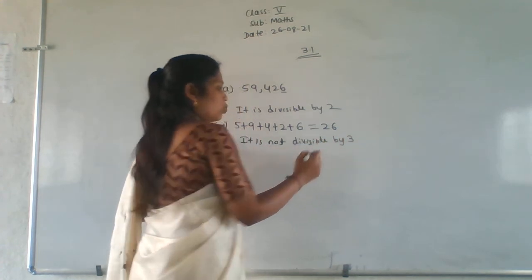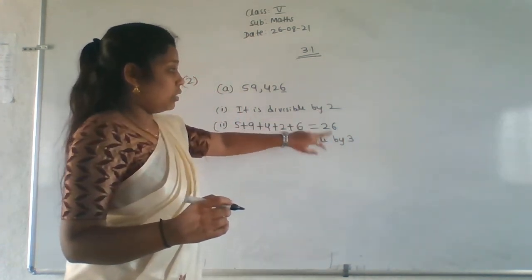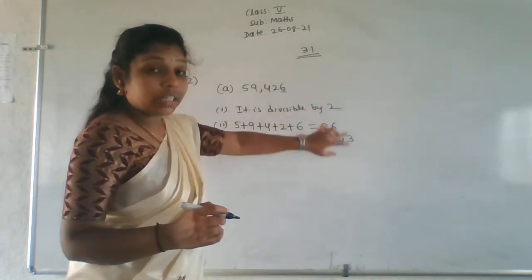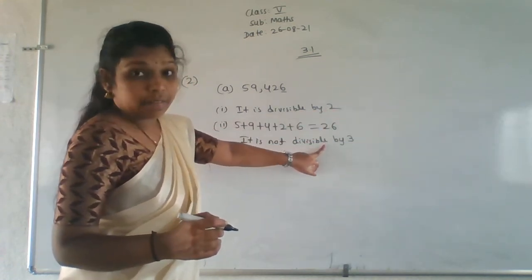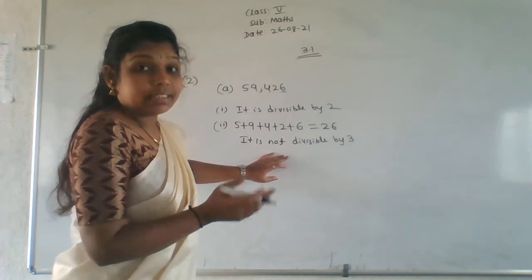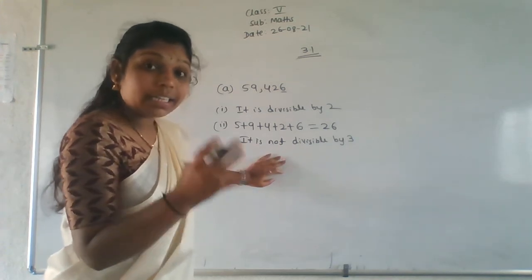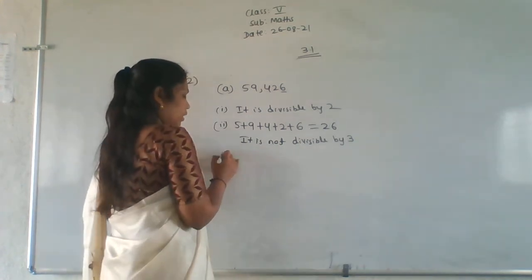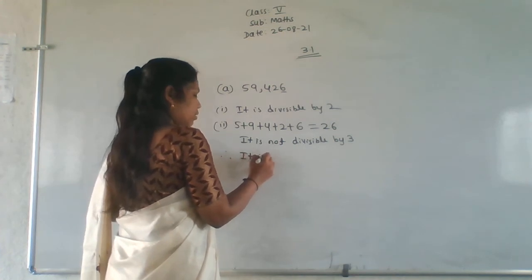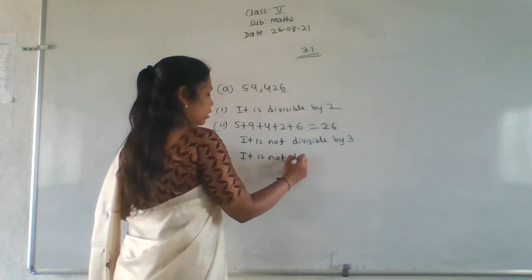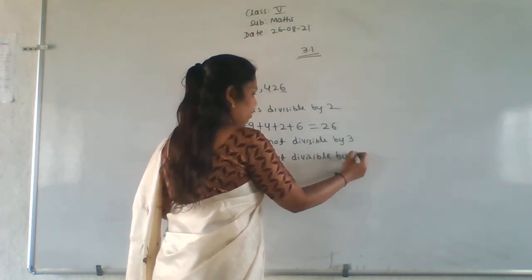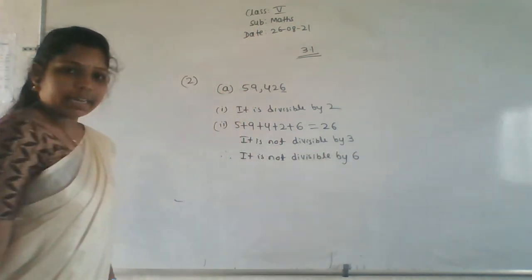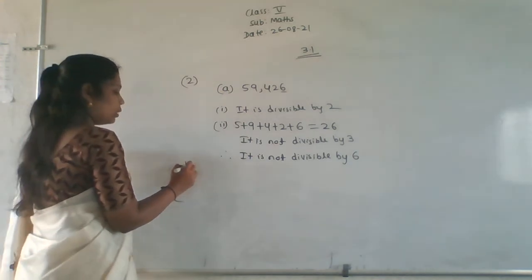I told, it must be divisible by both 2 and 3. But here it is divisible by 2 but not by 3. Then what can we write here? It is not divisible by 6. Therefore, it is not divisible by 6. Getting it, everyone? Next, go for the b-th one.